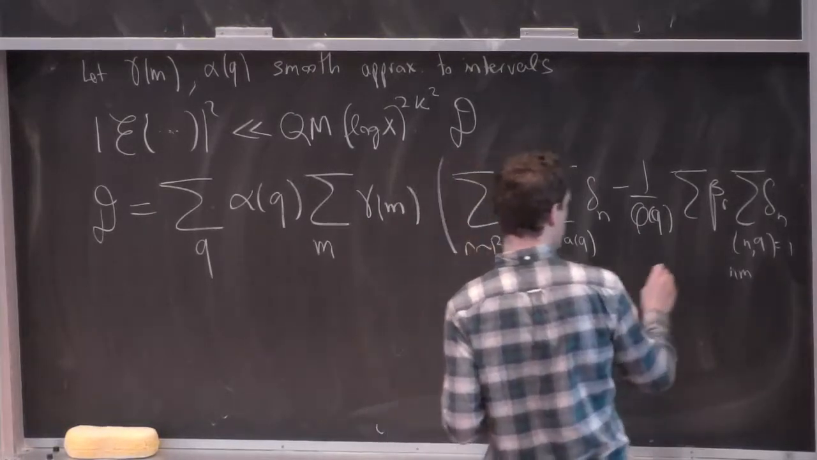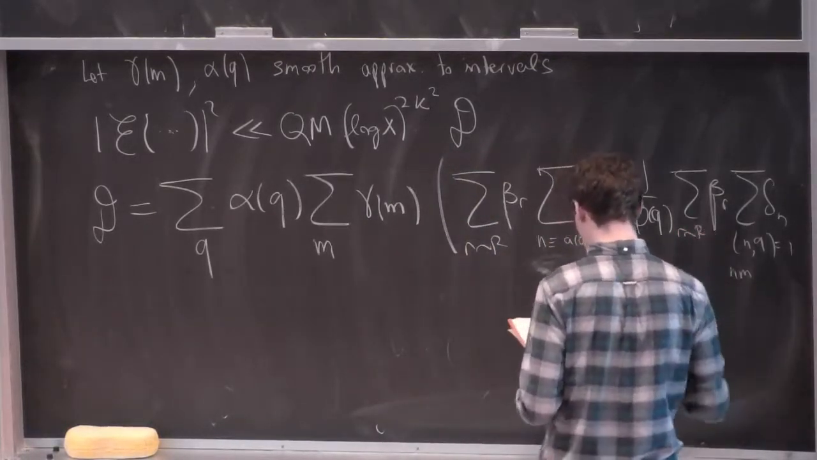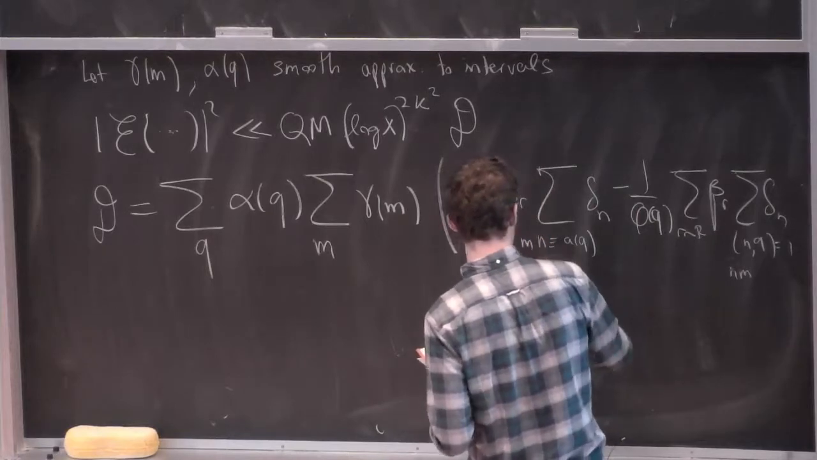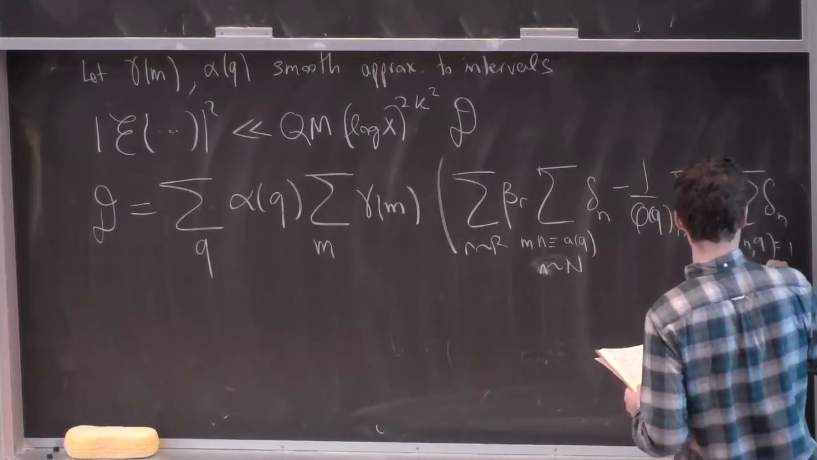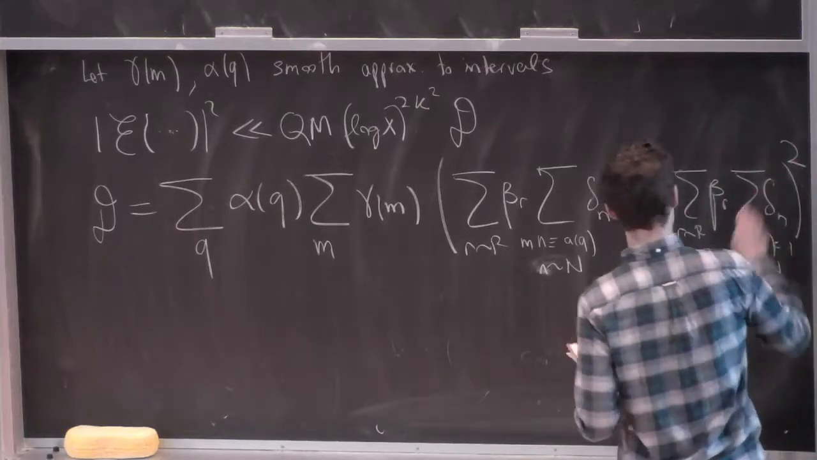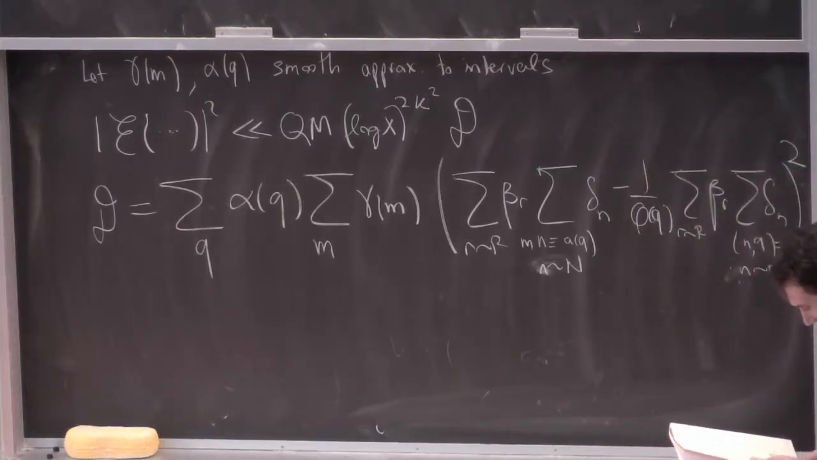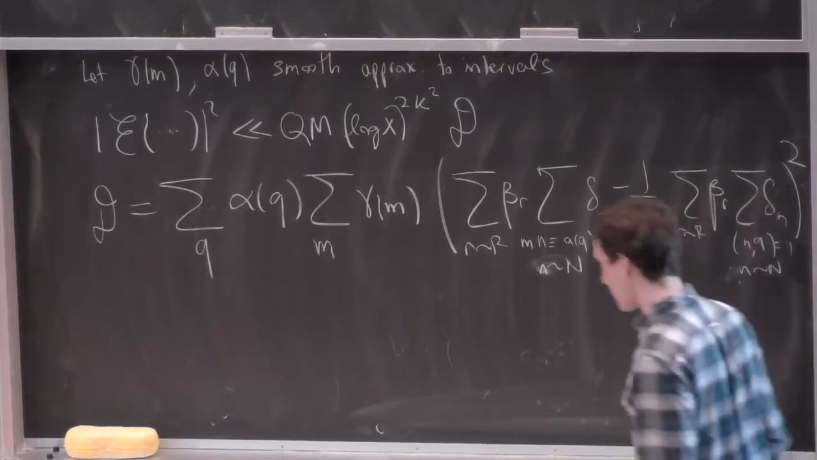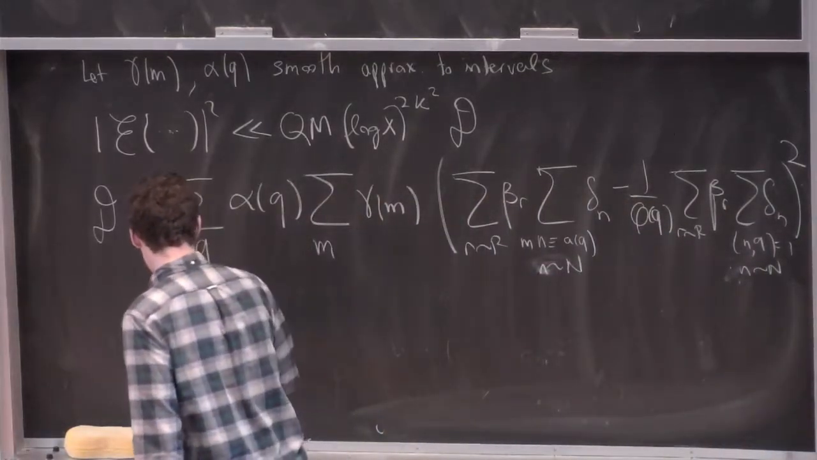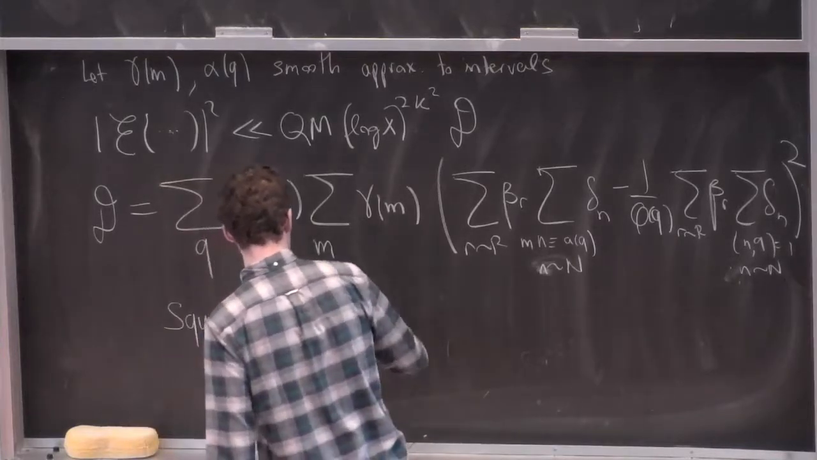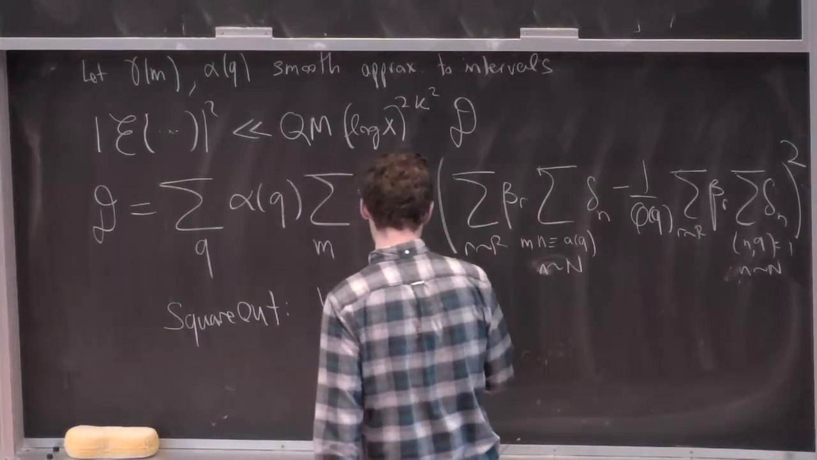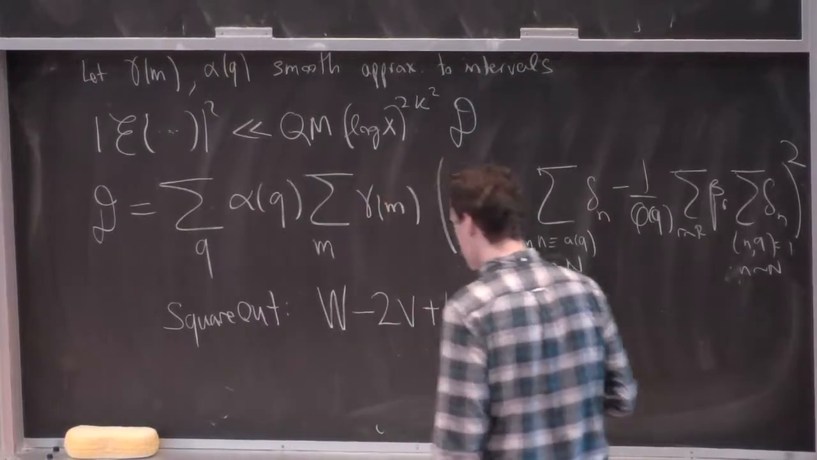R is about size R. And here it's going to be mn, n is about size n. And here n is about size n squared. OK, so then I square out and I get something like w minus 2v plus u.